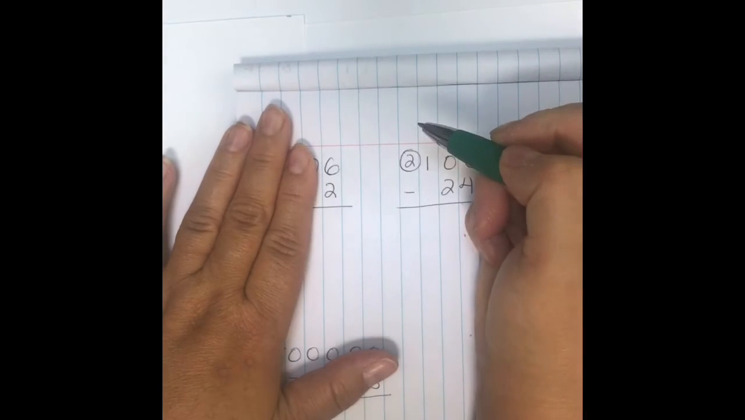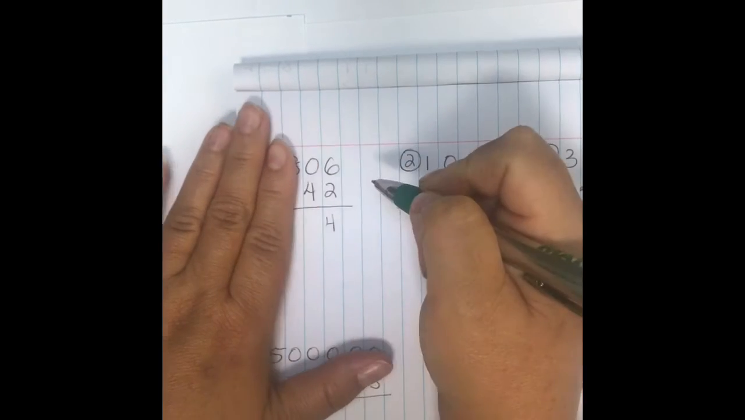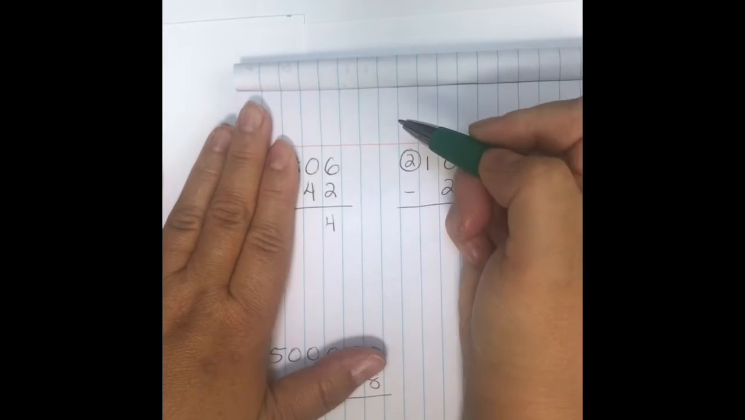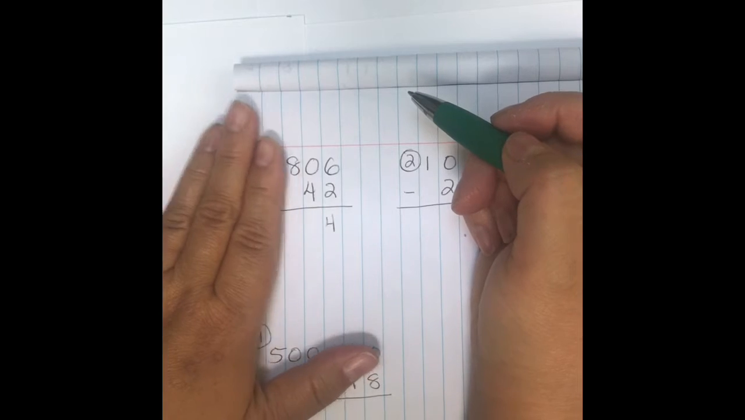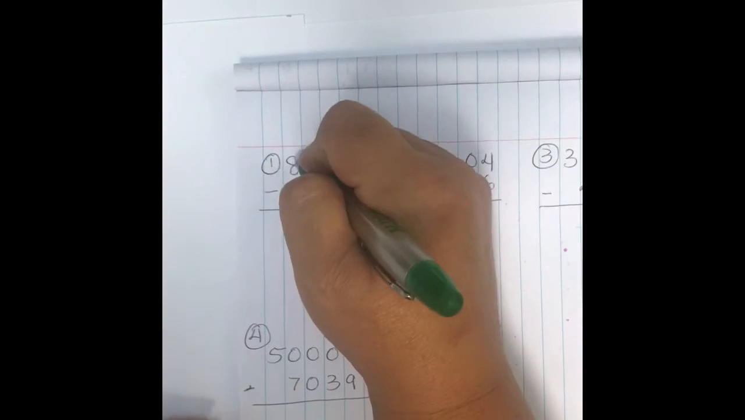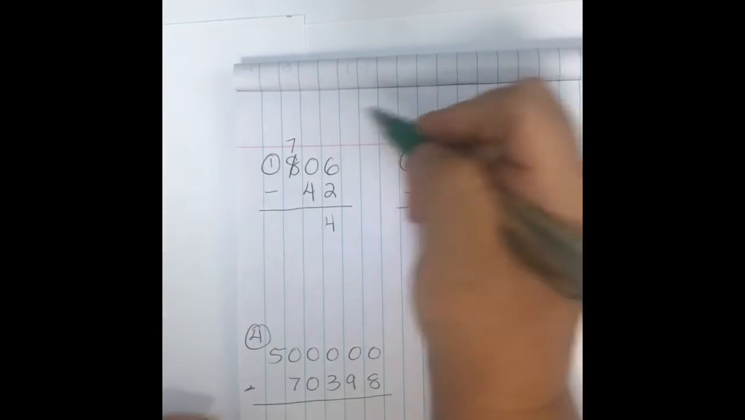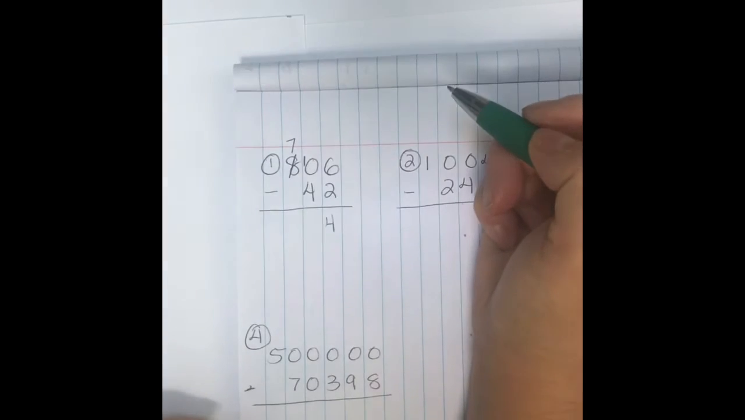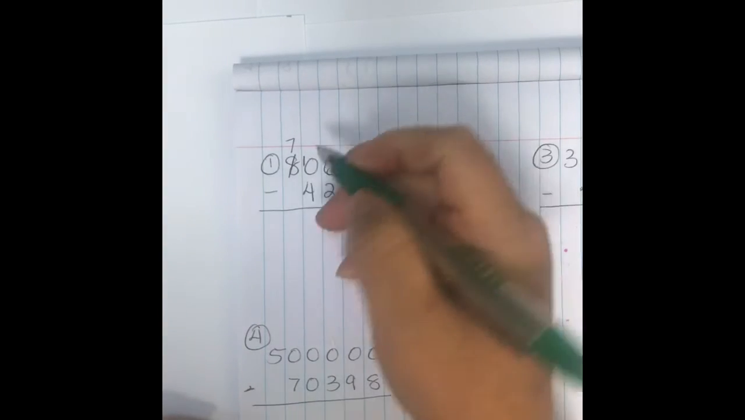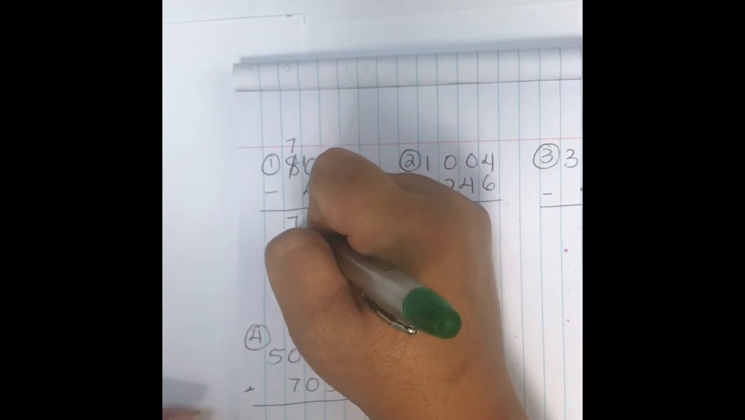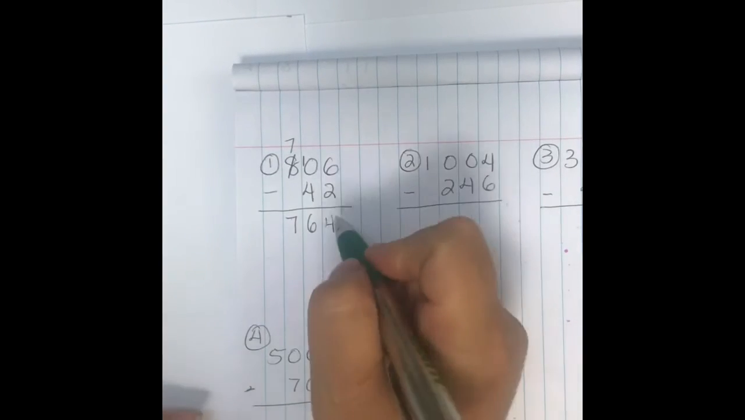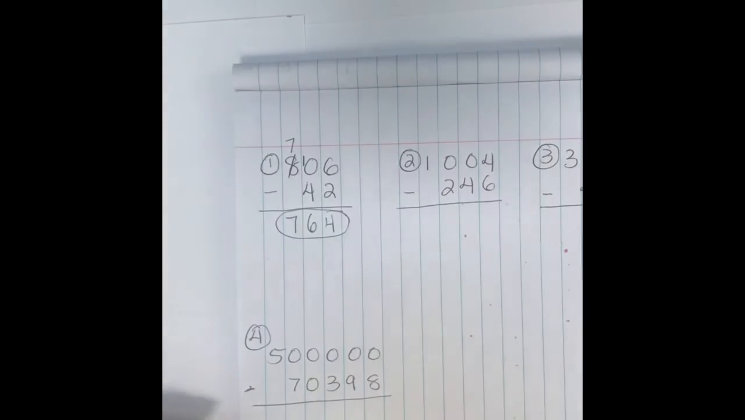6 minus 2, I can do that, no problem. 4. Slide over. 0 minus 4, I can't do that. I can't take 4 away from 0. It's not a big enough number, so I'm going to have to borrow next door. So the 8 is going to become a 7, and the 0 becomes a 10. 10 minus 4, I can do that, is 6. Then I'm going to bring the 7 down, and I can see my answer is 764.